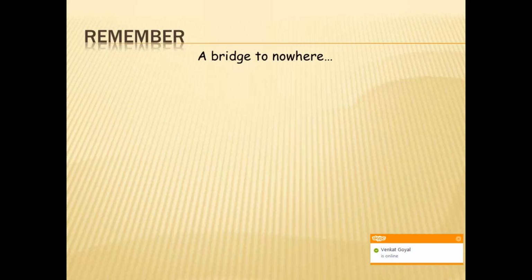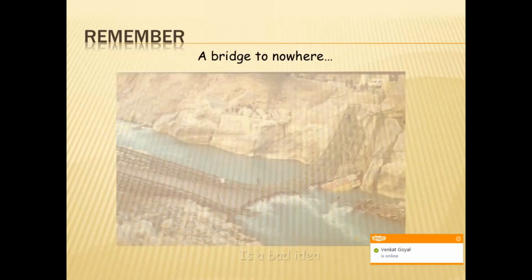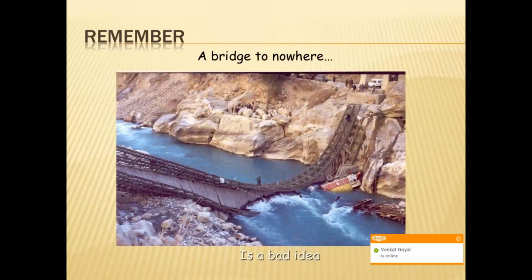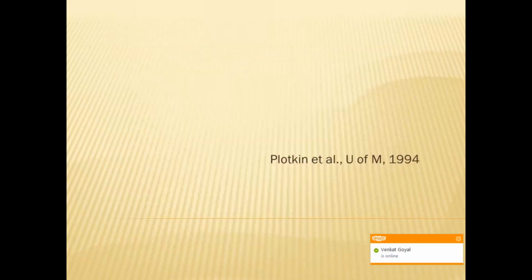But most important I want you to remember is ECMO is a bridge to recovery or to transplant. A bridge to nowhere is not at all a good idea. So ECMO is not to prolong death, it is to prolong life. Don't start it without any further destination.